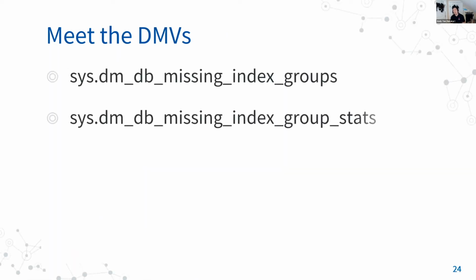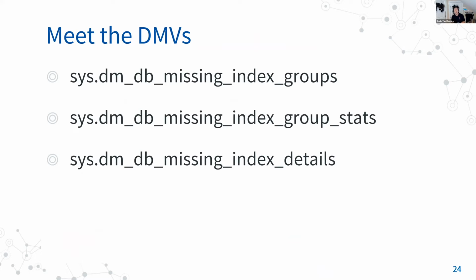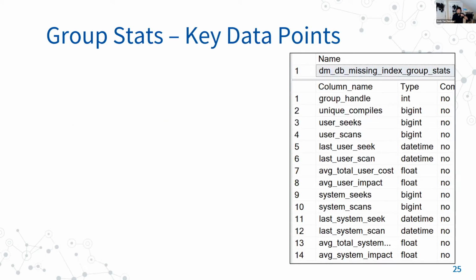But first, let's meet the DMVs that are in play. We've got sys.dm_db_missing_index_groups, missing_index_group_stats, and then missing_index_details. The index groups DMV is actually just a simple DMV of a couple of different keys that join to the other DMVs. The only key data point that's important about the missing index groups is that it has the unique identifier of the missing index recommendation. Okay, so you can find that there. But let's now dive into the other 2 DMVs and find out what kind of key information is available to us.